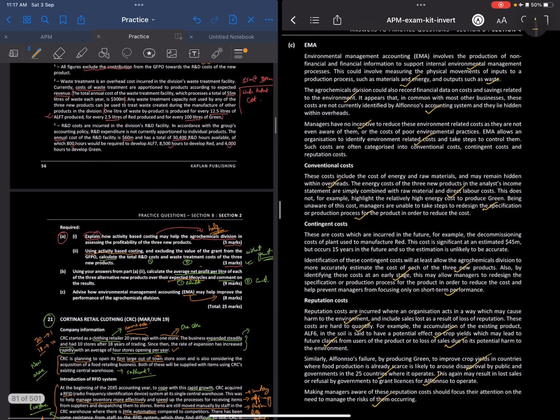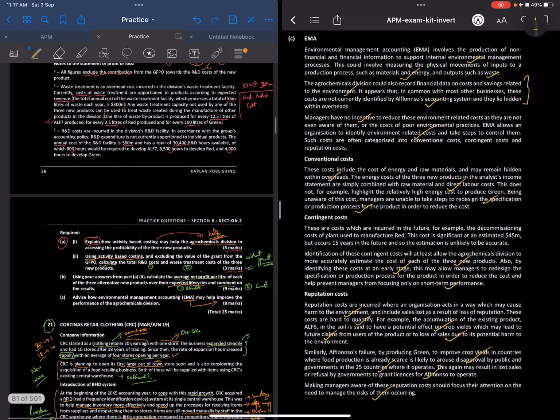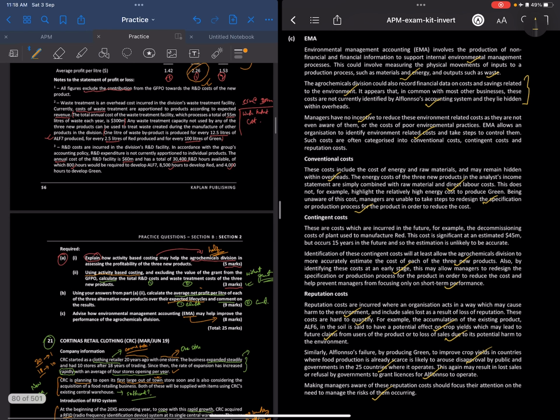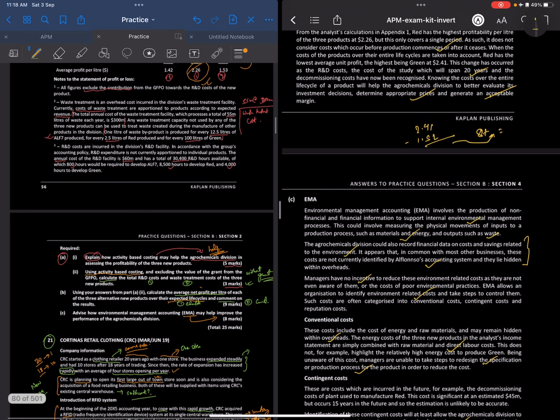Right, and then you have to be specific as well. What I mean by being specific is basically in this scenario they talk about 2 things, materials and energy as an input in the production process, and then they talk about output as a waste as well, and then they talk about these 2 things, R&D and waste as well, right?